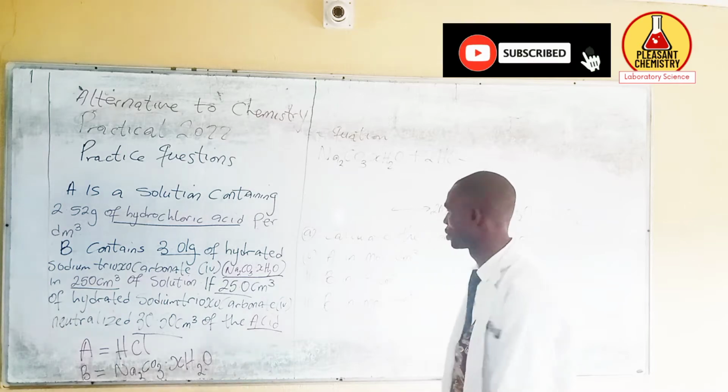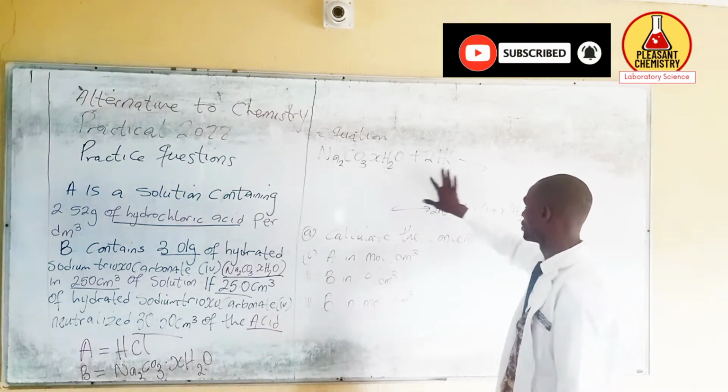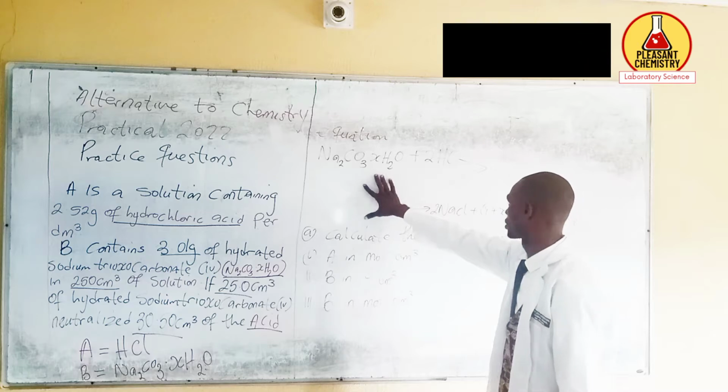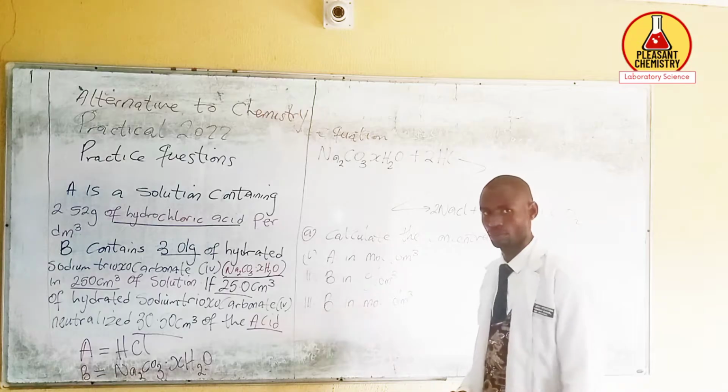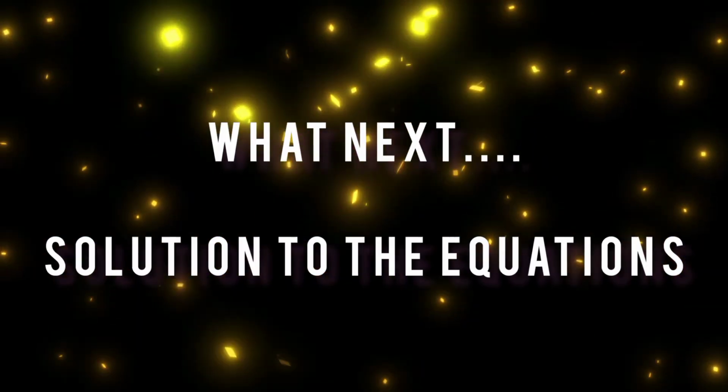Anyway, it's a hydrated salt. Now, this is the equation of the reaction: sodium trioxocarbonate(IV) plus 2 moles of hydrochloric acid gives us these products, which are sodium chloride, water, and then carbon(IV) oxide. Now, from this information, we have to calculate the concentration of A in mole per dm cube, B in gram per dm cube, and then B in mole per dm cube.